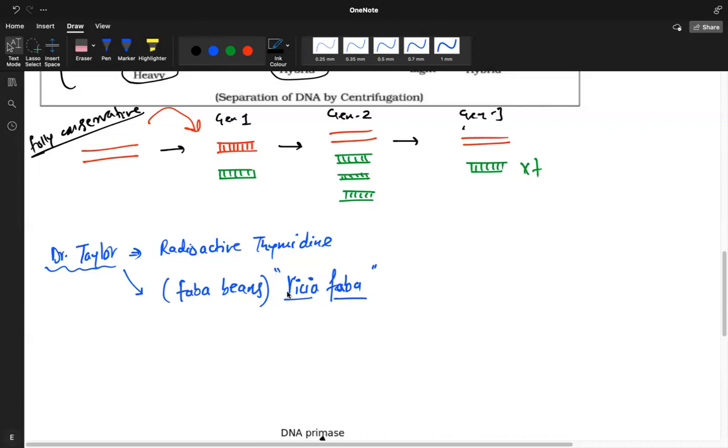So when they could show the similar kind of results in a eukaryotic system, and they also did it, by the way, just after Meselson and Stahl released their results in 1958 only. And this experiment also proved that DNA in chromosomes of all model organisms, whether they are prokaryotes or eukaryotes, replicate in a semi-conservative method.